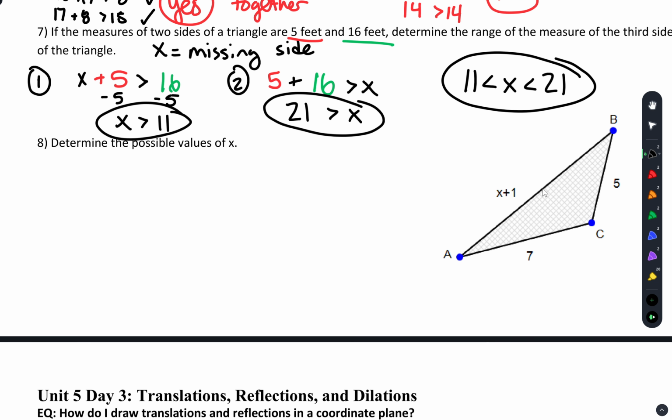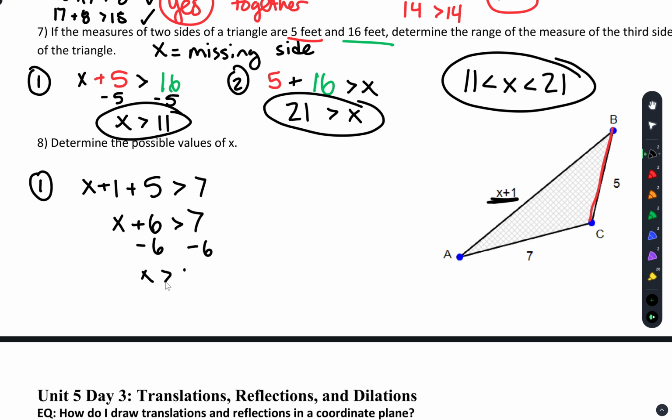Determine the possible values of X. Again, my missing side is X plus 1 here. It says it right here. So I'm going to first assume that that's the smallest side. To assume that it's the smallest side, I add it together with the next smallest side. X plus 1 plus 5 has to be greater than that third side, which is 7. So X plus 6 is greater than 7. X is greater than 1.